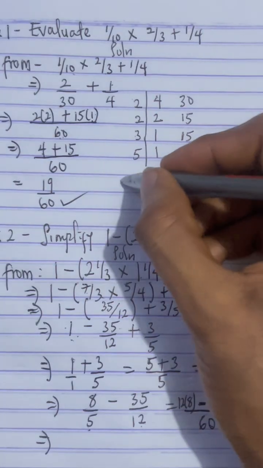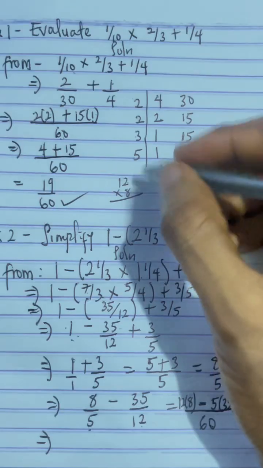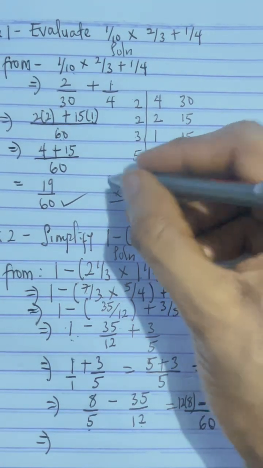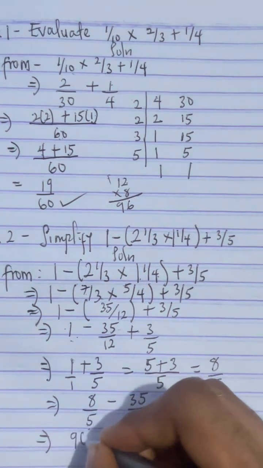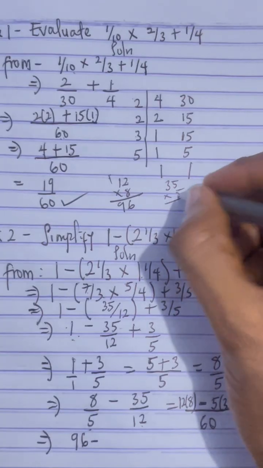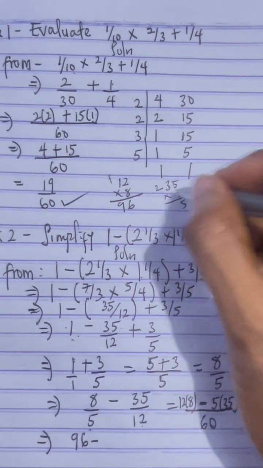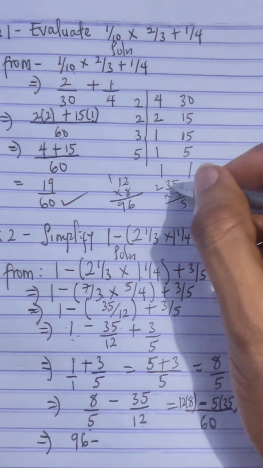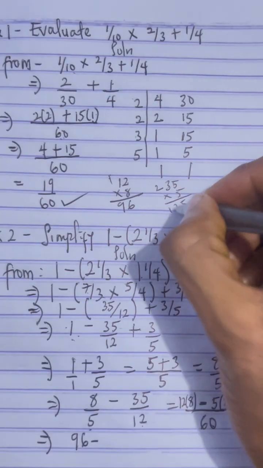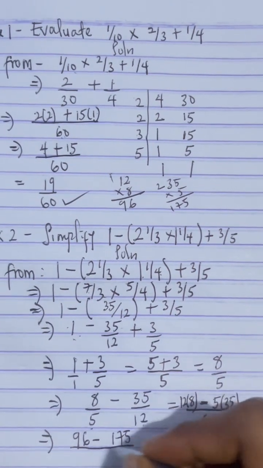So let's do that here together. 12 times 8. 8 times 2, that is 16, right? So 16 carry 1, 6 carry 1. 8 times 1, 8 plus that is 96. So we have 96 minus 35 times 5. 5 times 5, 25, right? 5 carry 2. 5 times 3, that is 15 plus 2, 17. That is 175, right? Over 60.